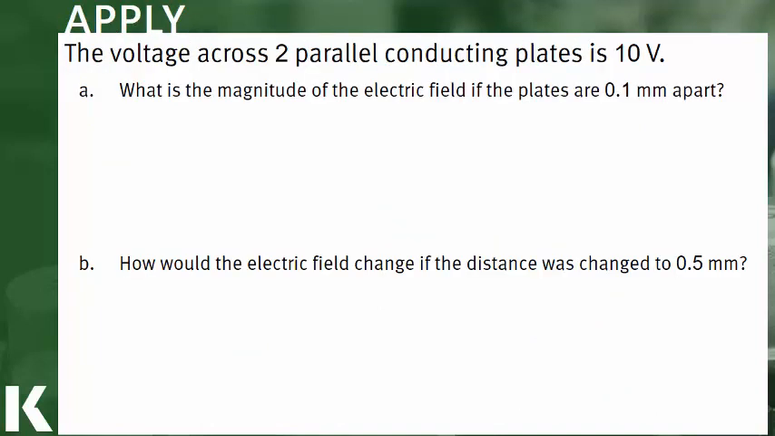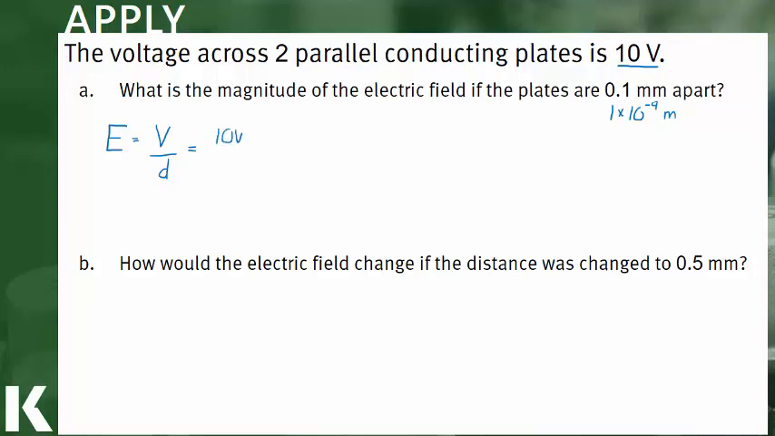So here we are given that the voltage across two parallel conducting plates is 10 volts. And the first question asks us for the magnitude of our electric field if the plates are 0.1 millimeters apart. So we're going to use that equation. Electric field is equal to voltage over the distance. And remember, the distance has to be measured in meters. So if we are 0.1 millimeters apart, that means that we are 1 times 10 to the negative 4 meters apart. At this point, we can just plug in our values into our equation.